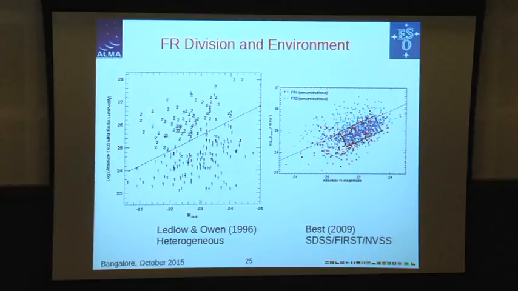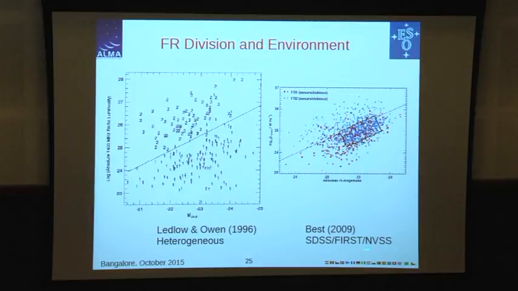But Ledlow and Owen pointed out that if you plotted this in a diagram which has optical absolute magnitude along the axis here, so that bright galaxies are on the right, and radio power up there, you get a diagonal line dividing it. So this was prima facie evidence that the FR division depends on environment as well as radio power. The situation, unfortunately, has got rather more complicated recently.